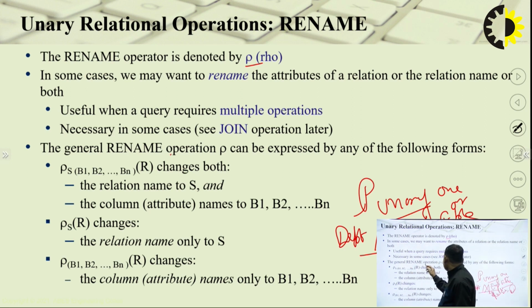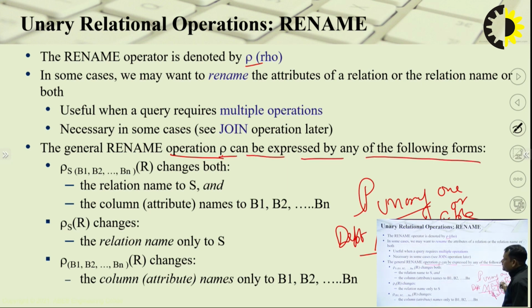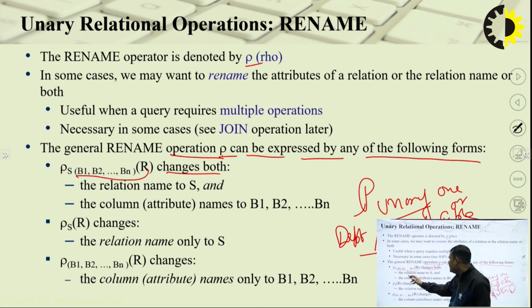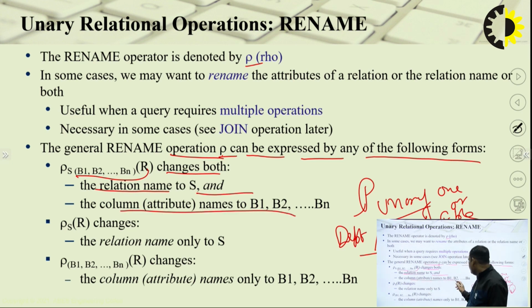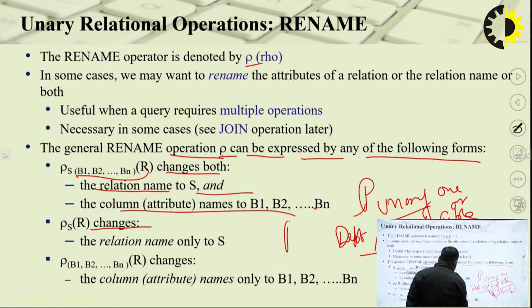Generally, the rename rho operation can be expressed by any of the following conditions: rename by the number of attributes or column names, rename the particular table, or change both, renaming the table name and column names. B1, B2, B3 are renamed, and the table name changes. Denoted by rho with relation name and suffix S and table R.